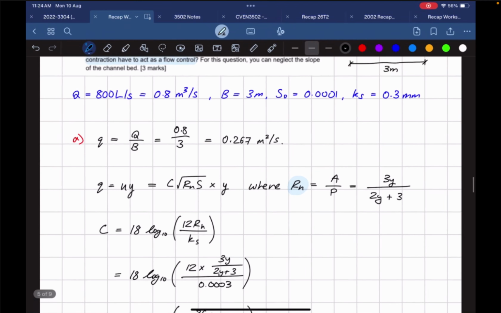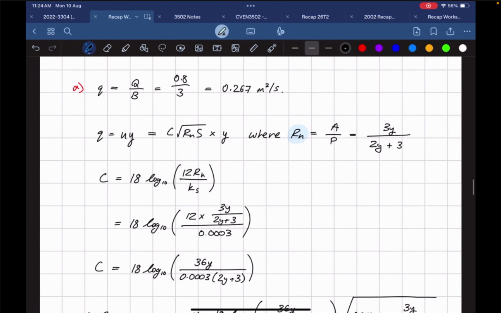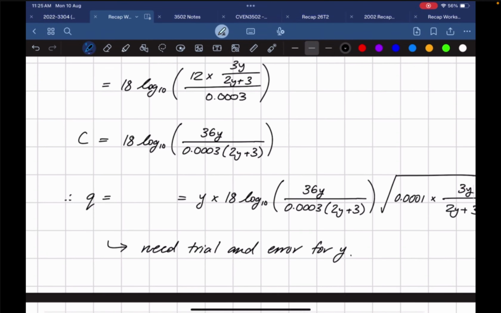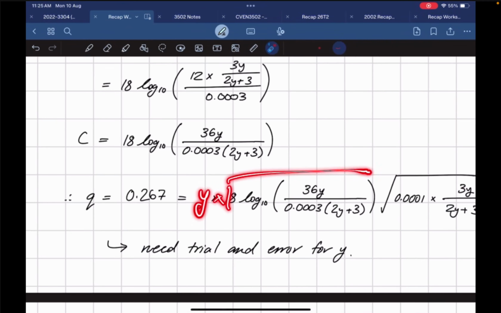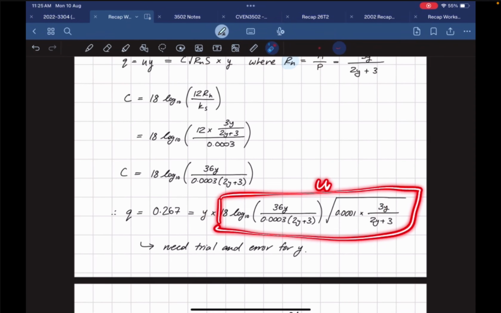Where was I? Okay, so I figured out my formula for C. It's a bit long. Then the step that's a bit weird is that 0.267 is going to be equal to y times this value over here. This value over here is our u, so it's u times y essentially.